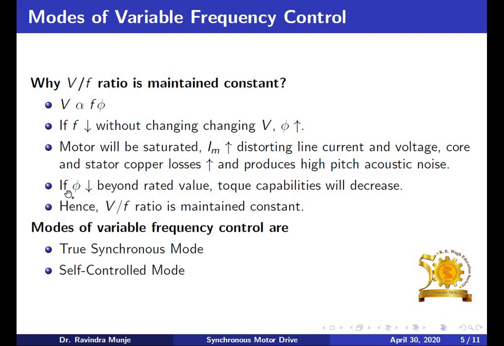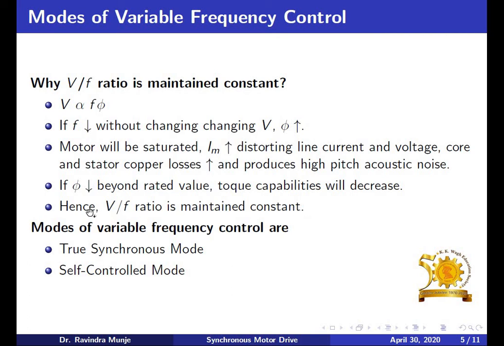On the other hand, if the flux is decreased beyond rated value, torque capabilities of the motor will decrease. Hence, V by F ratio is maintained constant.